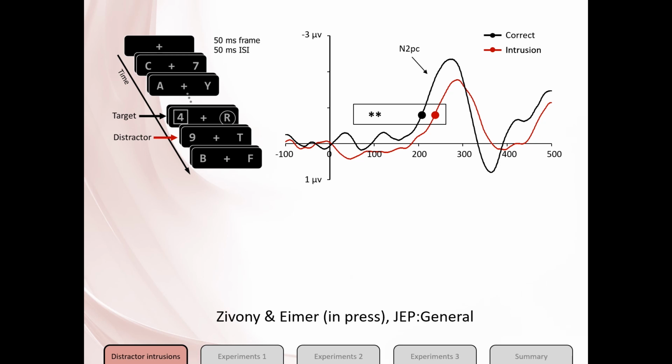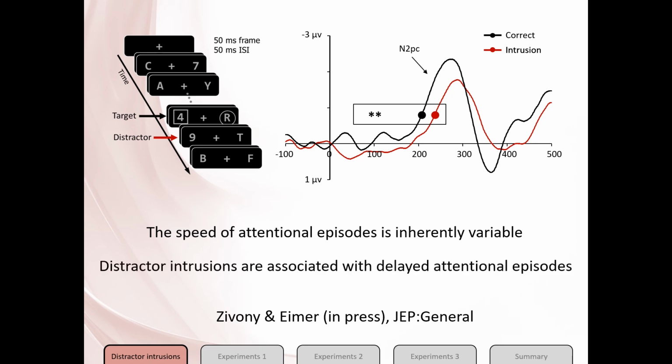This suggests that distractor intrusions occur because there's some variability in the speed of attention. When attention is fast, we detect the target. But in the cases when the attentional episode is triggered late, the distractor gets more enhancement than the target, making it more likely to be selected for report. So this is all the time I have to talk about this finding, but if you're interested, the article is now online.